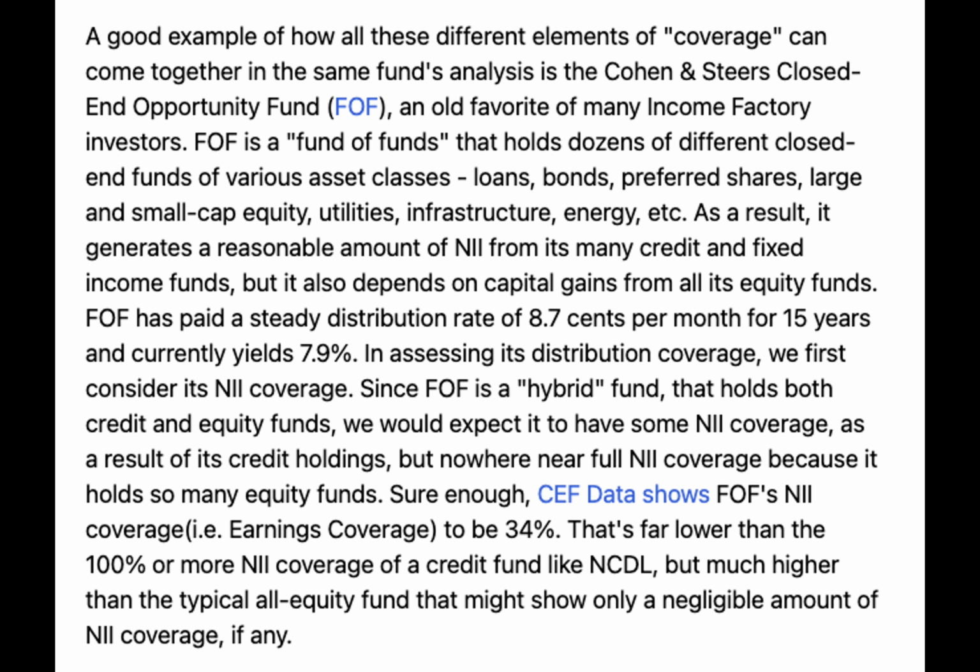A good example of how all these different elements of coverage can come together in the same fund's analysis is the Cohen and Steers Closed-End Opportunity Fund, FOF, an old favorite of many income factory investors. FOF is a fund of funds that holds dozens of different closed-end funds of various asset classes: loans, bonds, preferred shares, large and small cap equity, utilities, infrastructure, energy, etc. As a result, it generates a reasonable amount of NII from its many credit and fixed income funds. But it also depends on capital gains from all its equity funds. FOF has paid a steady distribution rate of 8.7 cents per month for 15 years and currently yields 7.9%.